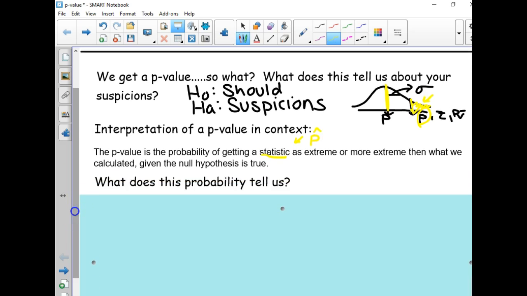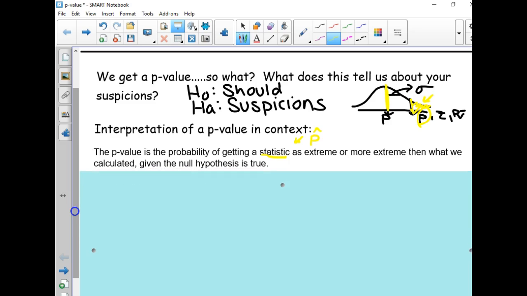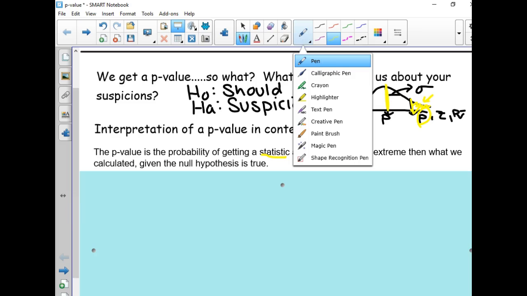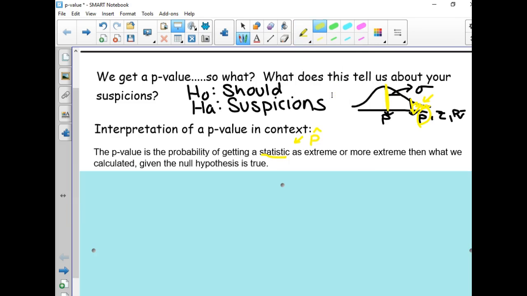Well, what does this probability tell us? So we know how to interpret it. Be really careful. You only need to write this statement, the interpretation of the statement, when you see the words interpret the p-value. Please make sure that it is in context. What do I mean by context? I don't want "the null hypothesis is true." I want you to actually write in words what the null hypothesis is.